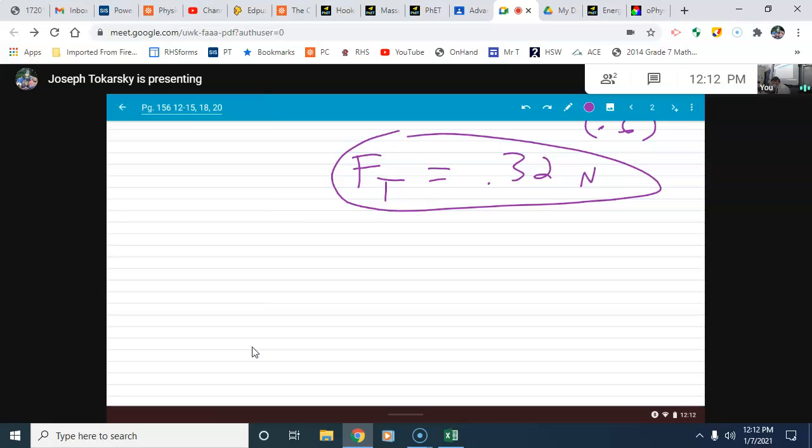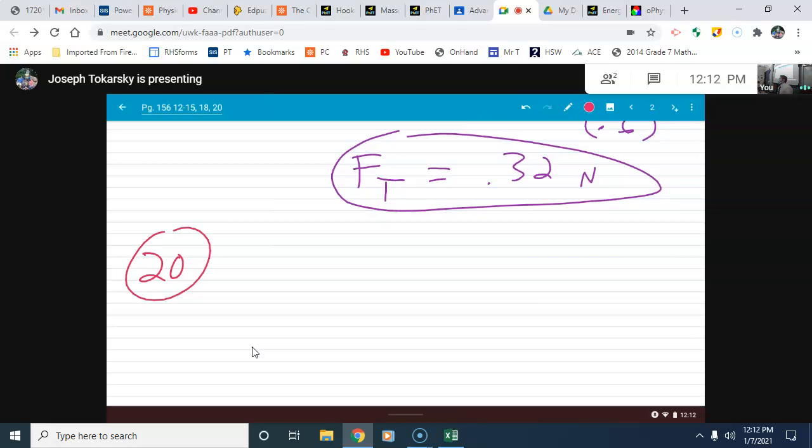And finally, number 20. That was the last one, right? A bowling ball has a mass of 7.3 kilograms. If you move it around a circle with a radius of 0.75 meters at a speed of 2.5 meters per second, what force would you have to exert on it? So it literally says you, like you're holding it and making it do that.